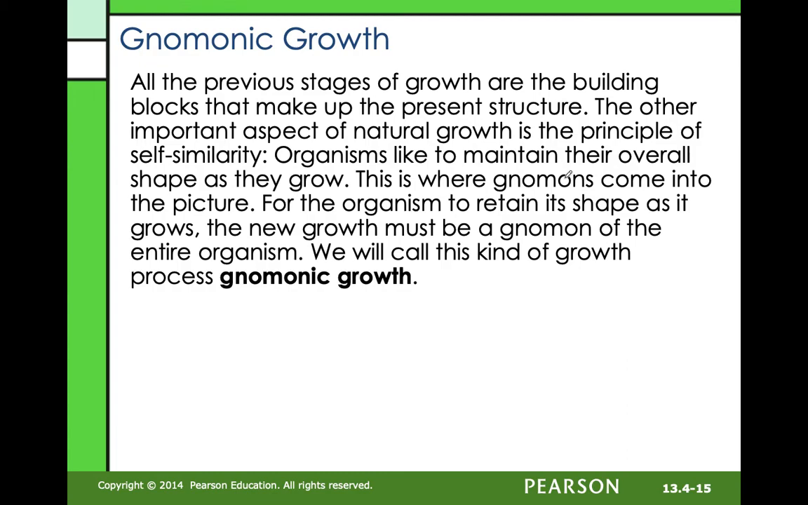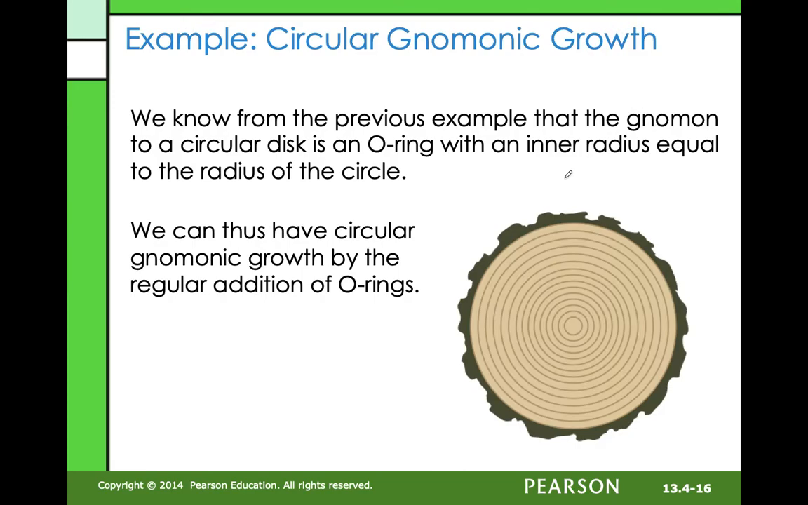The important aspect of natural growth is the principle of self-similarity, that organisms like to maintain their overall shape as they grow. This is where nomens come into the picture. For the organism to retain its shape as it grows, the new growth must be a nomen of the entire organism. We call this kind of growth process mnemonic growth.